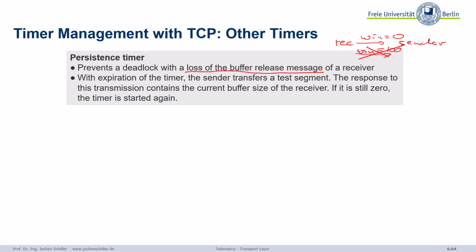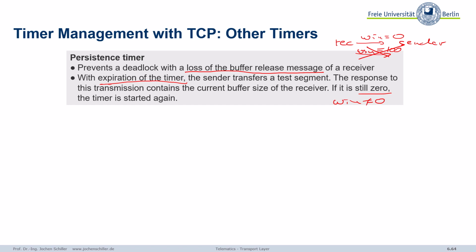So you start this persistence timer if you're not allowed to send anything. And if this timer goes off with the expiration, you at least try sending something, a test segment. So you can try sending a byte. And if you still get back an acknowledgement with window 0, okay, you start the timer again. Otherwise, you will get back a window, not 0, but something larger, then you know, okay, something was lost, and I can continue sending. So the persistence timer is one of the timers.